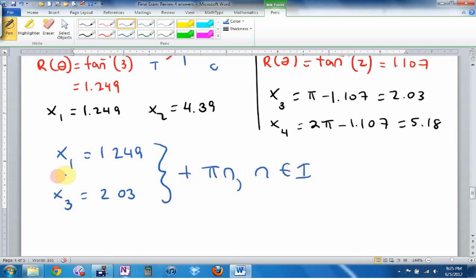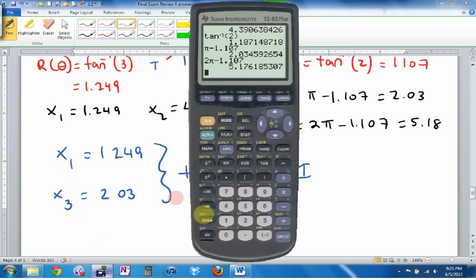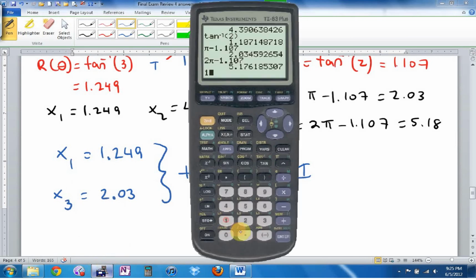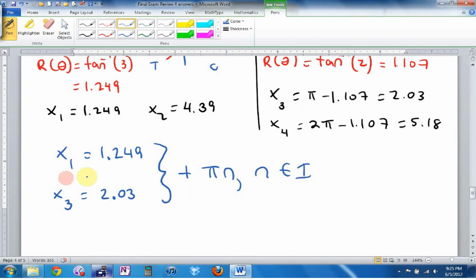Mr. Dueck, why didn't you write x2? Why didn't you write x4? Tangent is weird. If it had been sine or cosine, I would have probably had to write x2 and x4. But you'll notice that if I bring the decimals back, if I add 1.249 to pi, which is what I'm stating in this statement, I get the second angle, the 4.39, already. Same with the 2.03. If I add pi to it, I get the 5.18, 5.17. I've rounded off a little bit. So I wouldn't take marks off if you also wrote x2 equals 4.39 plus pi n, and x4 equals 5.18 plus pi n. It's just redundant for tangent.